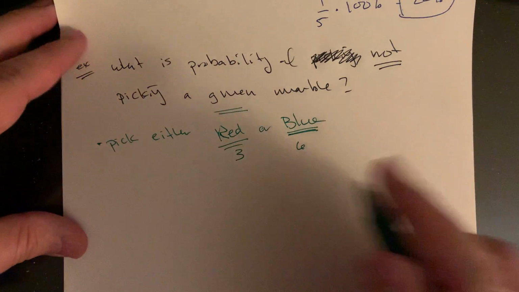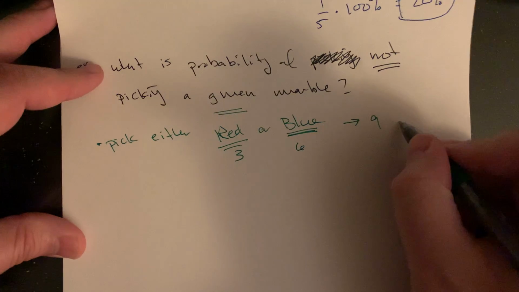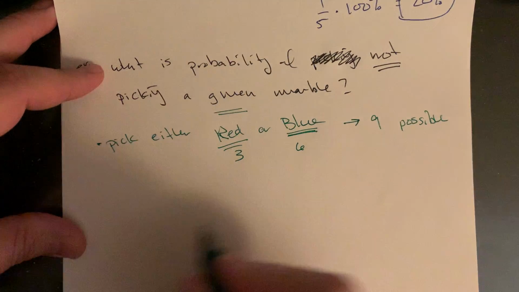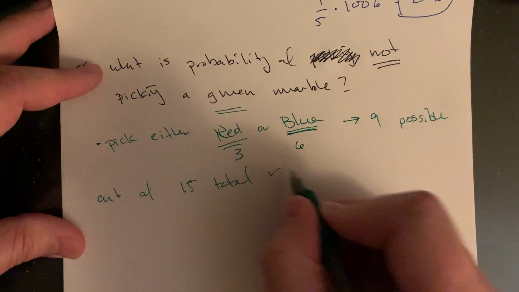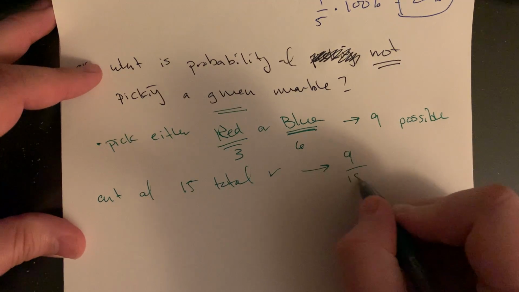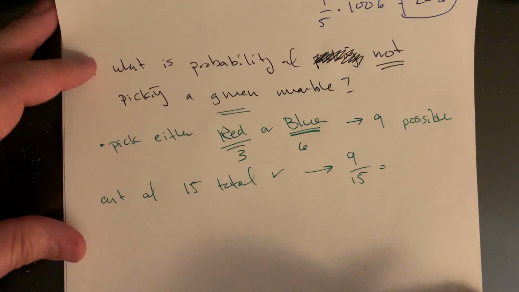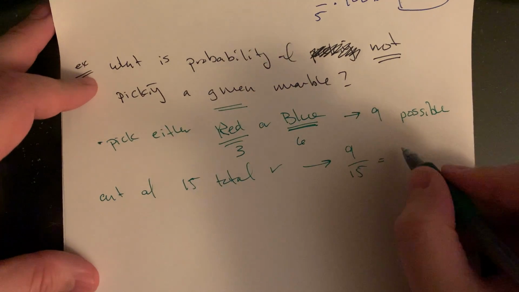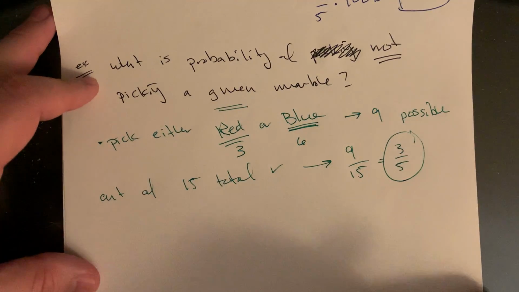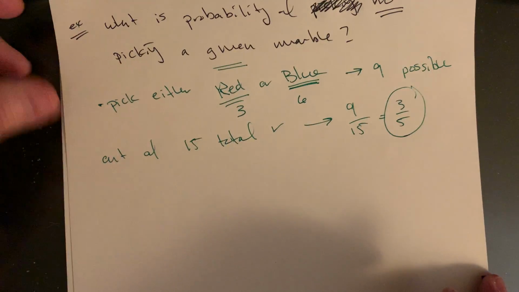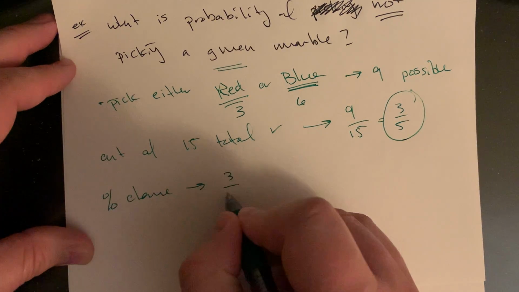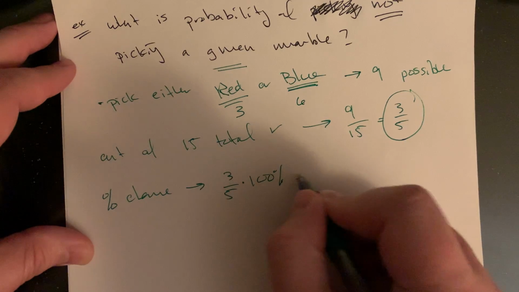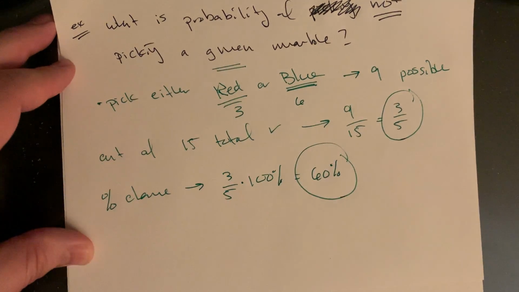3 reds, 6 greens, 6 blues. So if I'm not picking a green, it has to be either red or blue. So that is 9 possibles out of 15 total. So your probability becomes 9 out of 15. This would reduce again. Everything here is divisible by 3, so that's going to reduce to 3 out of 5. That's our probability. Converted into a percent chance, 3 out of 5 times 100% would be a 60% chance.